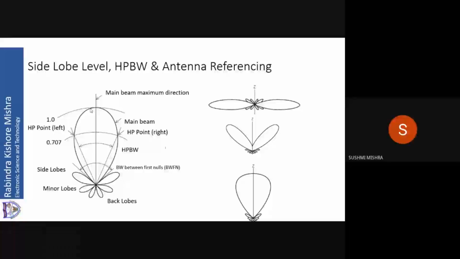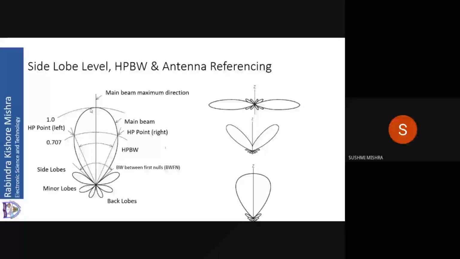So if it is along the normal to the z axis, which is the top one, that shows the end fire direction. Broadside is along the z axis, which is the bottom one, and in between is the mid one. It can be anything in between end fire and broadside direction.